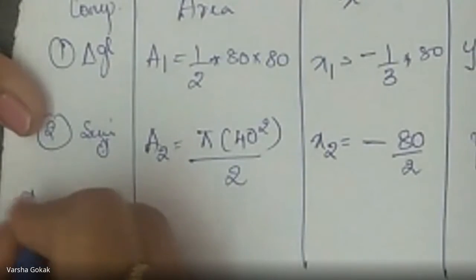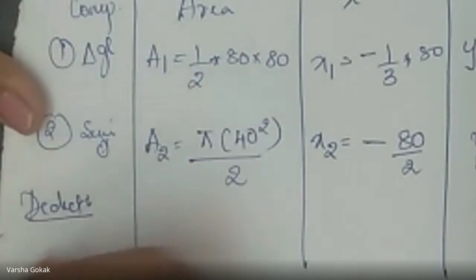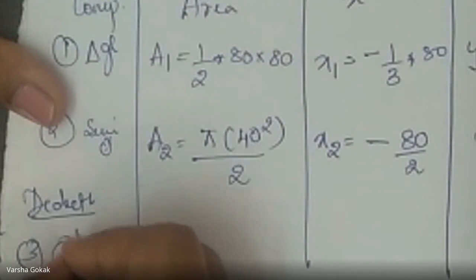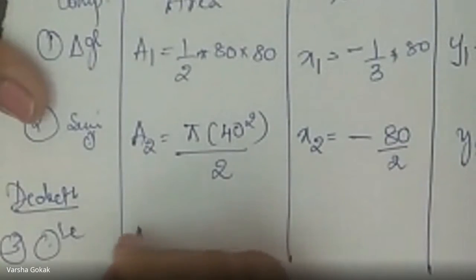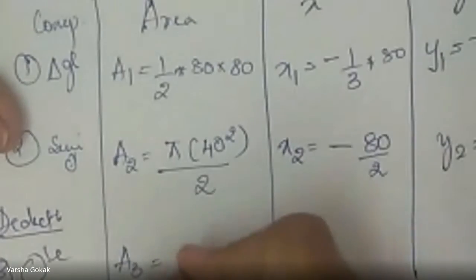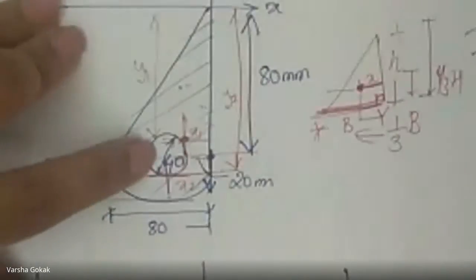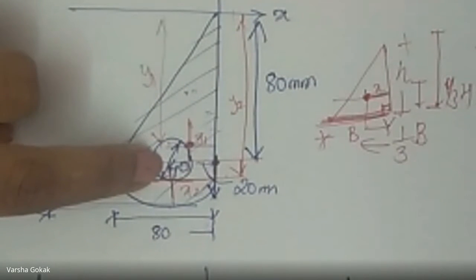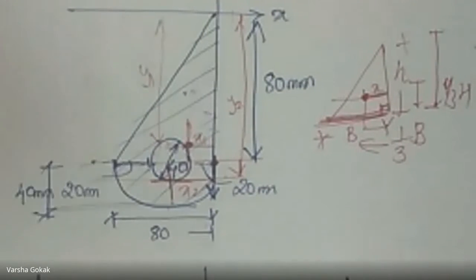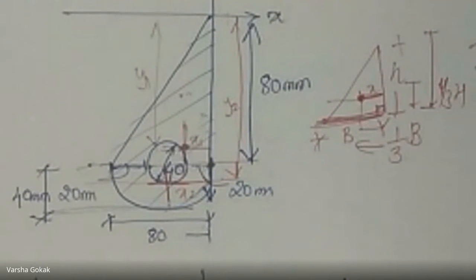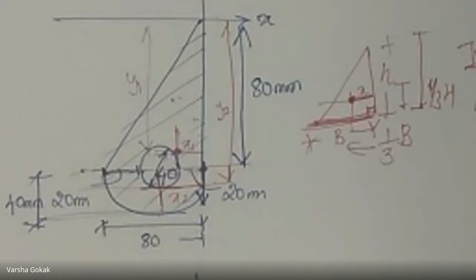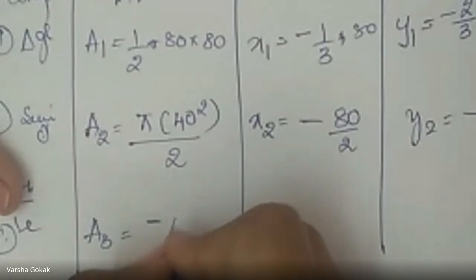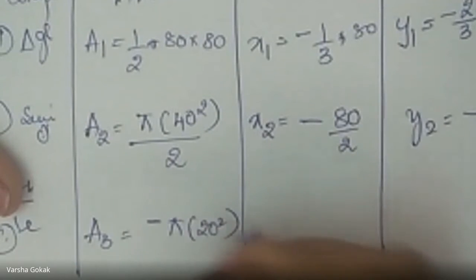Now the deduction starts. Deduction part. Deduction third one is a circle. We deduct a circle. So A3 will go with a minus sign. Look into this. The diameter is given 40. The radius is going to be 20. So what is the area of a circle? Pi into 20 square. Correct. So A3 is going to be minus pi into 20 square.